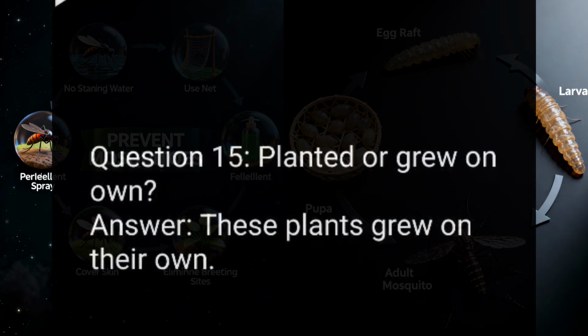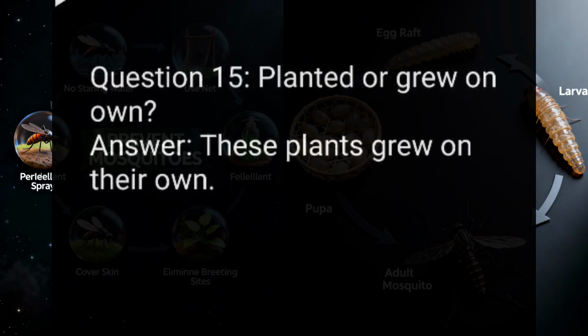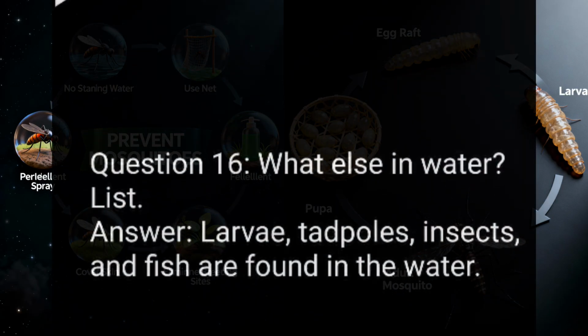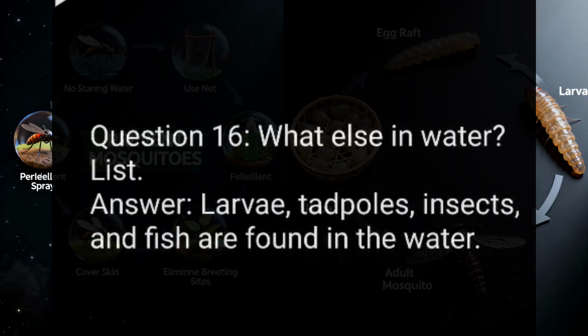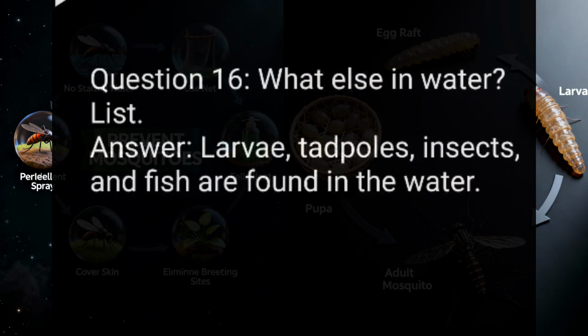Question 15. Planted or grew on own. Answer. These plants grew on their own. Question 16. What else in water? List. Answer. Larvae, tadpoles, insects, and fish are found in the water.